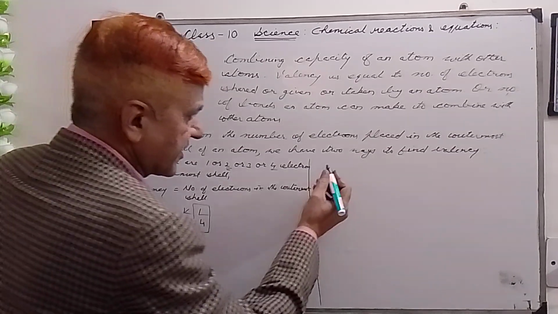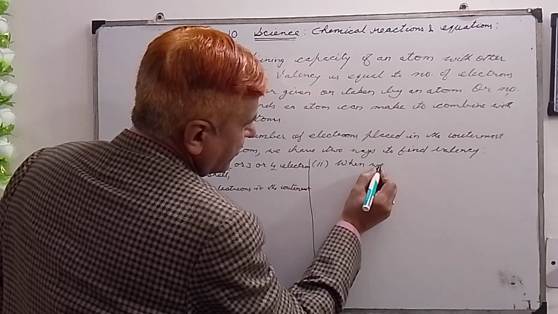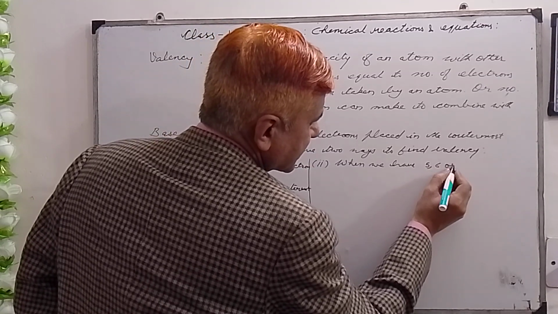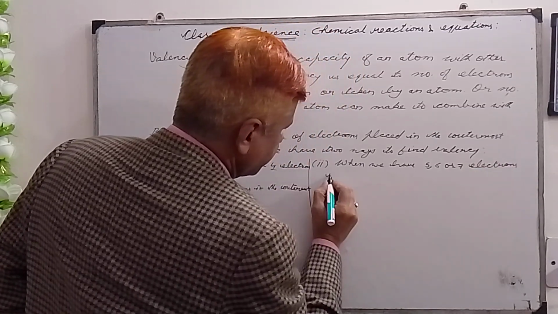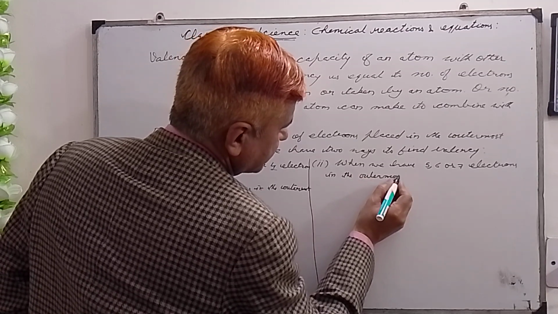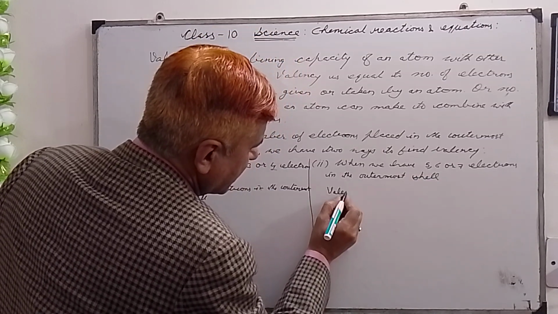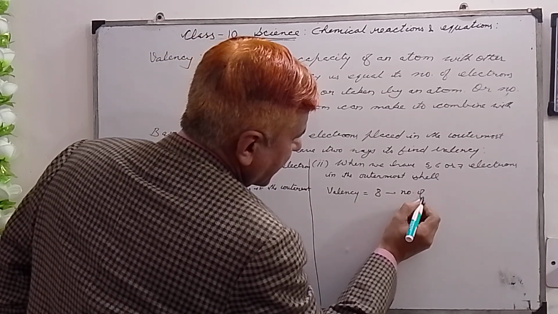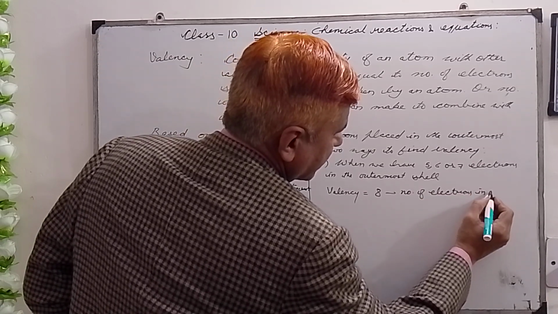Now the second case: when we have 5, 6 or 7 electrons in the outermost shell, then valency is equal to 8 minus the number of electrons in the outermost shell.